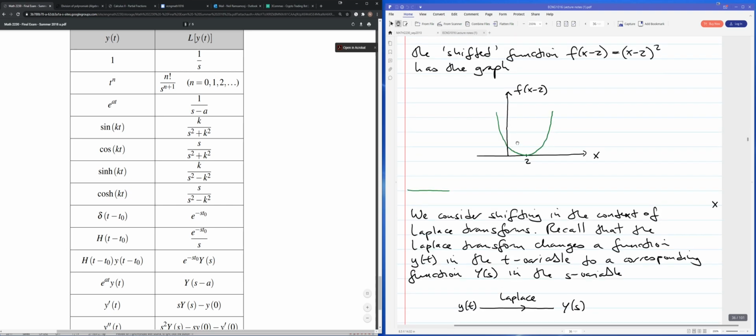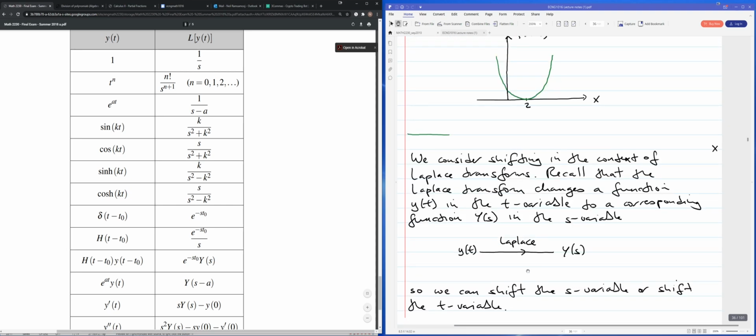Now, what we're dealing with here is Laplace transforms. With Laplace transforms, we have a function of t, and we also have a function of s. So when you have your y of t and you take the Laplace transform of it, you're going to get a function big Y of s. What I'm saying here is that when we're doing shifting, you could actually shift either the t variable or you can shift the s variable.